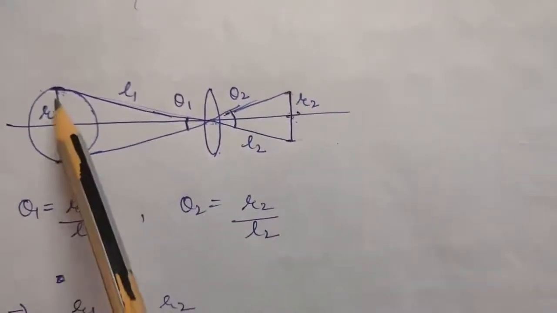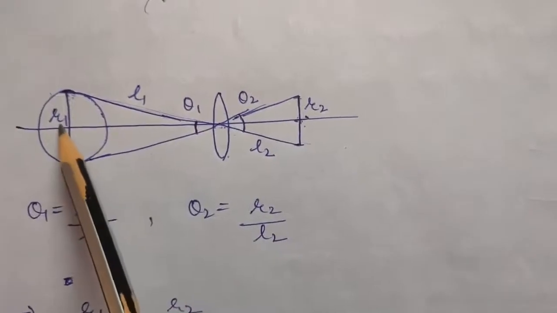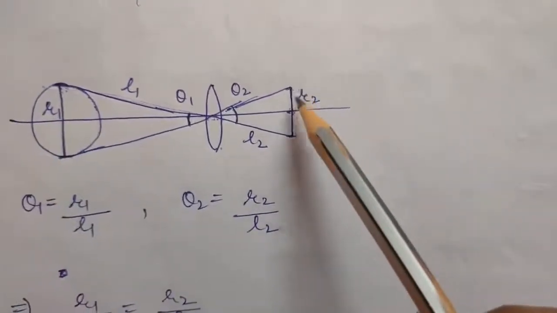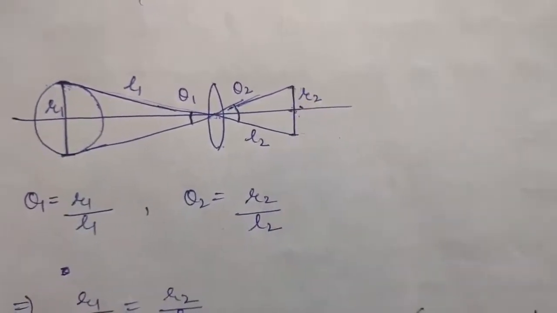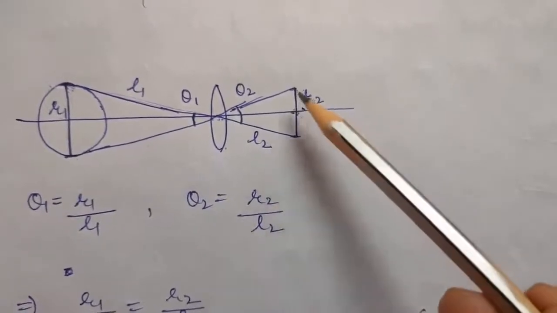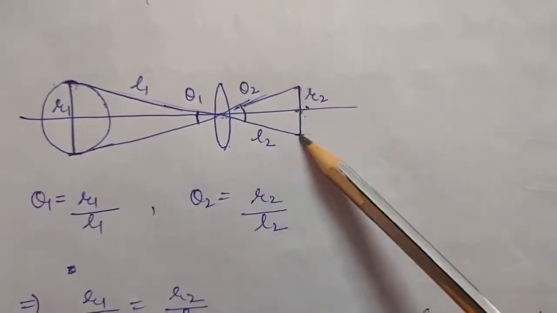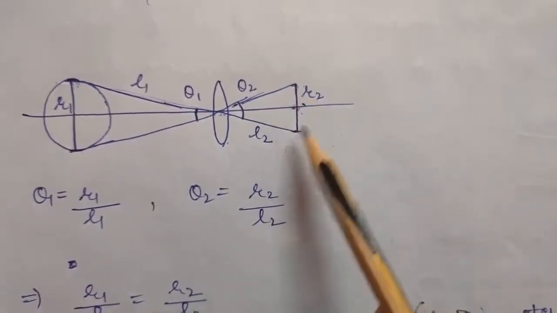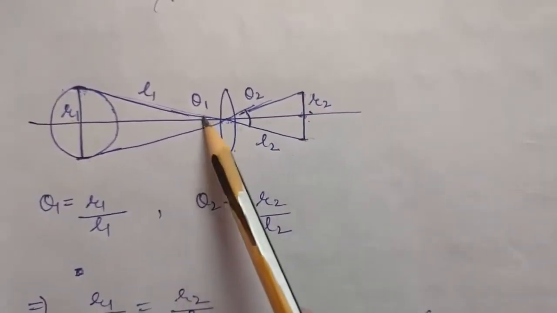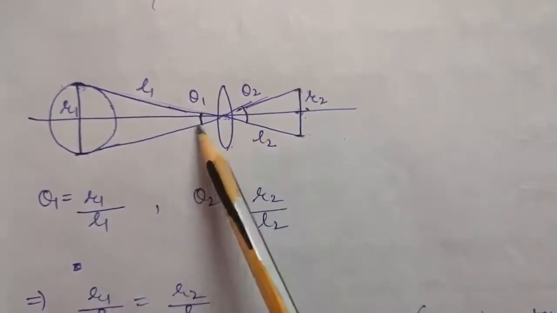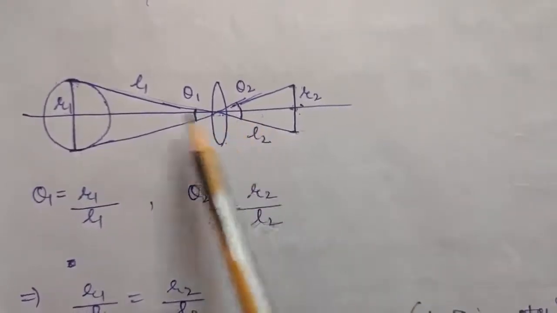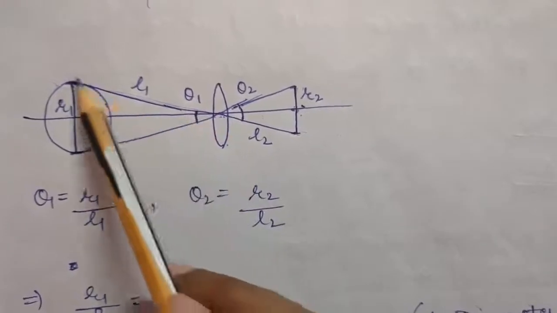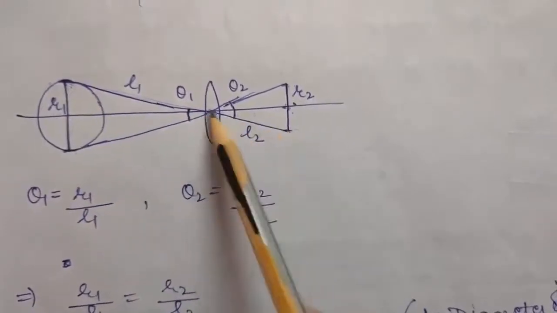Okay. So let us denote actual diameter of the moon by R1. Let us denote the diameter of the moon, this will be the image of the moon. So let us suppose that the diameter of that image is R2. Okay, let us suppose this angle is theta 1, this angle is theta 2. Now obviously they will be equal to each other. Let us suppose this length is L1 and let us suppose this length is L2.